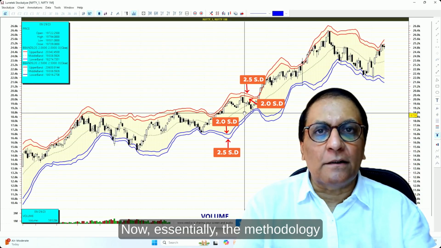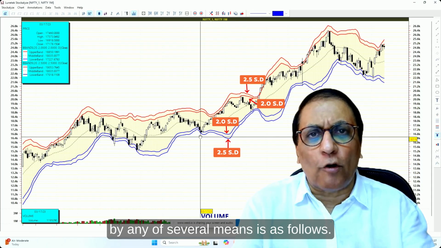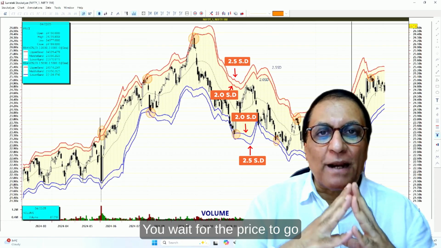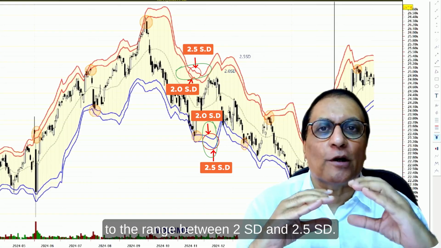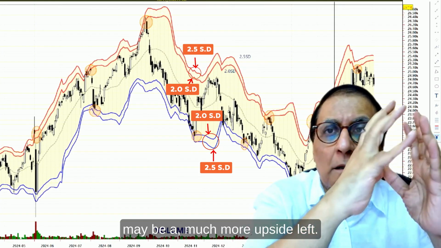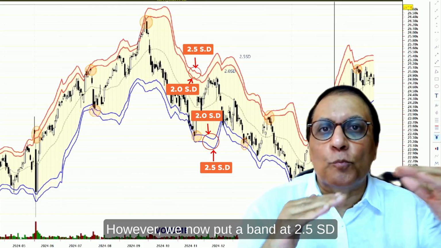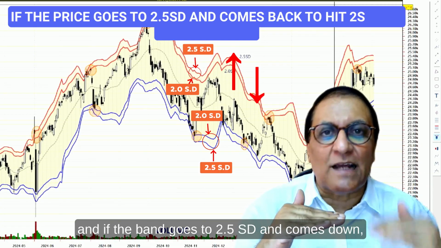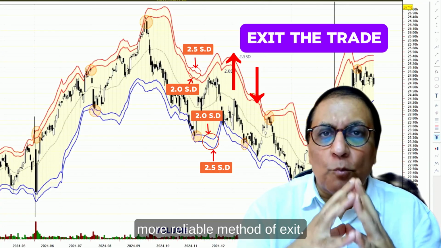Now, essentially, the methodology of exiting a trade, which you may have entered by any of several means, is as follows. You wait for the price to go to the range between 2 SD and 2.5 SD. Now, with the price exceeding 2 SD, there may be a possibility that there is much more upside left. However, we now put a band at 2.5 SD, and if the price goes to 2.5 SD and comes down, then we exit the trade. So this will give you a much more reliable method of exit.